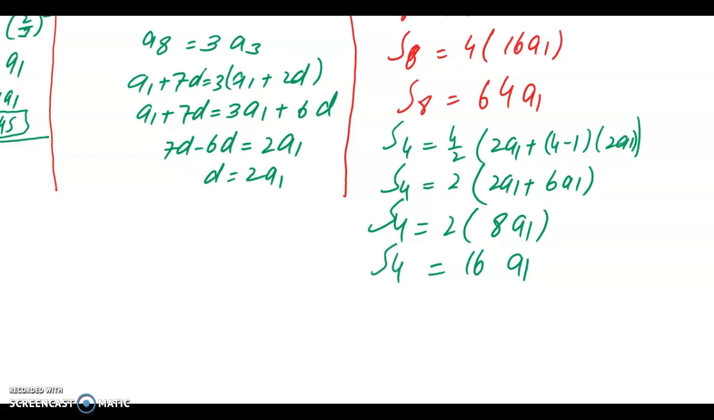Now from here we can see S8 is 64a1 and S4 is 16a1, so that is 4 times that. We can clearly see that S8 is 4 times S4. So that's what we needed to prove.